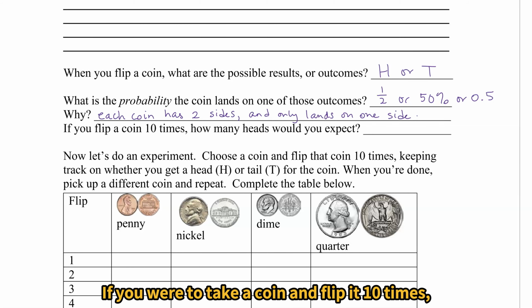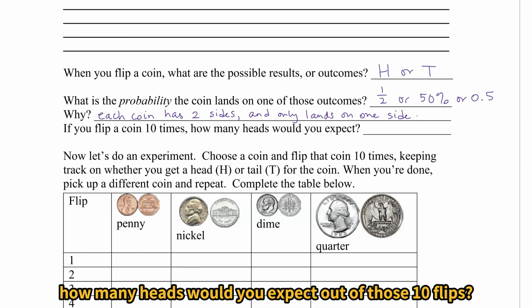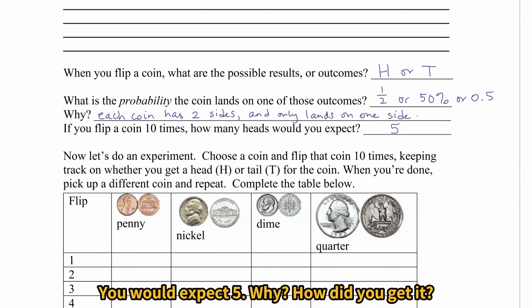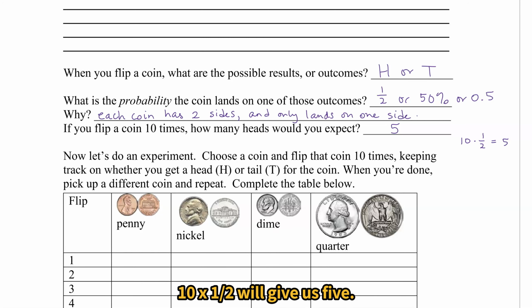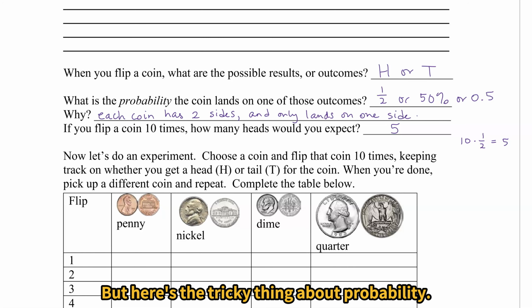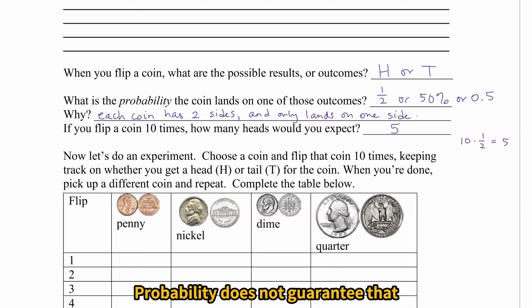If you were to take a coin and flip it 10 times, how many heads would you expect out of those 10 flips? You would expect 5. Why? How did you get it? If we have 10 flips and there's a probability of 1/2 for each flip, 10 times 1/2 will give us 5. But here's the tricky thing about probability. Probability does not guarantee that we will have 5 heads out of those 10 flips.